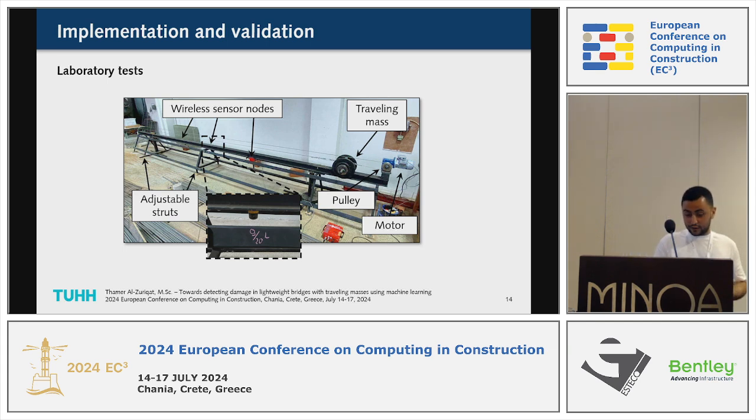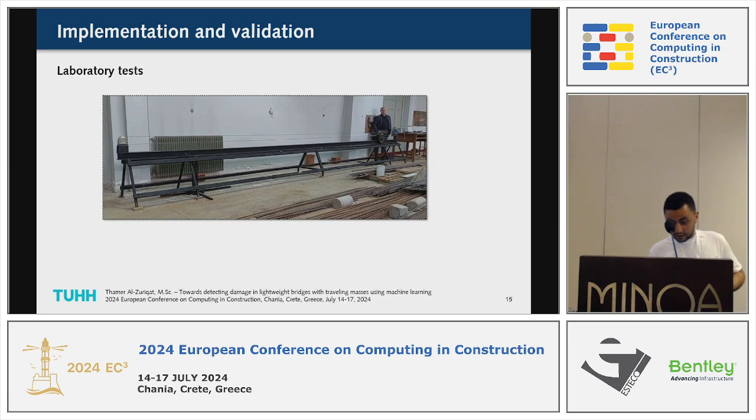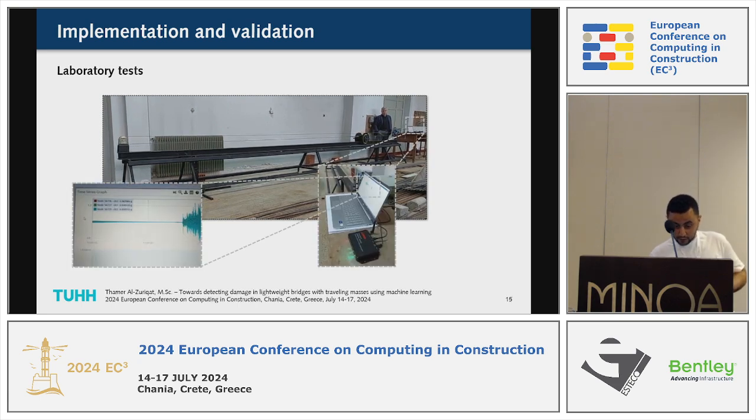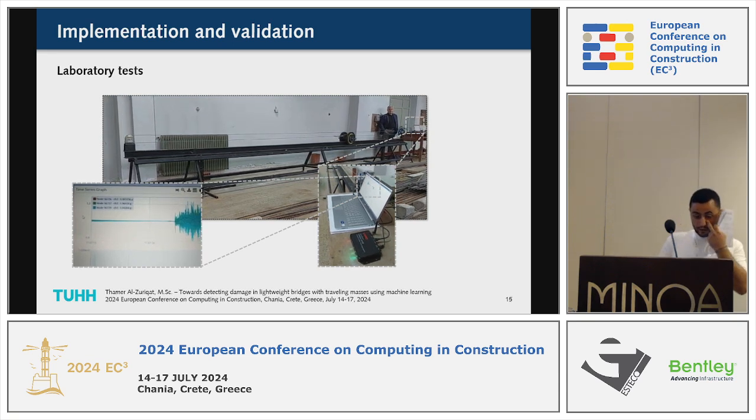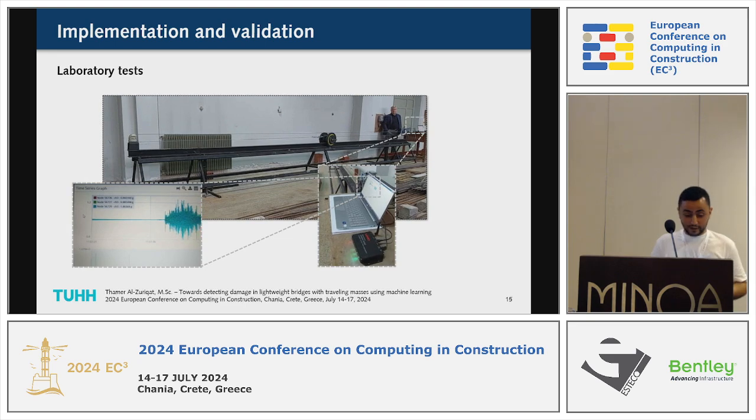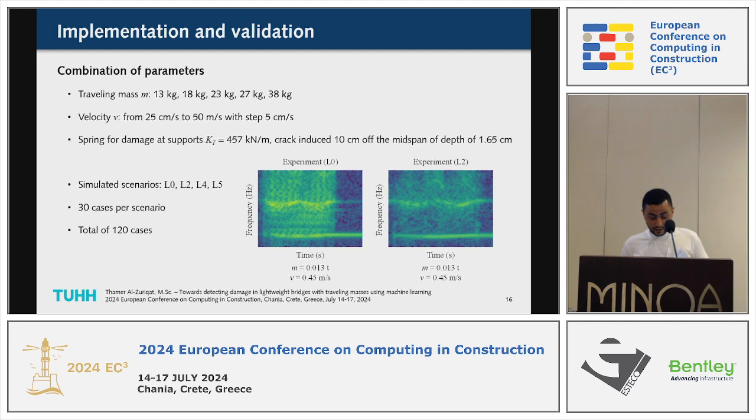In those laboratory tests, we have the beam, of course. We installed a motor that drives a pulley and moves the mass, and we recorded the acceleration data from the points that I showed you before, and here is our professor in the background. For these, we had different scenarios, with different mass values and different velocities, and in the end we managed to simulate the damage scenarios L2, L4, L5, and also, of course, the perfectly healthy beam. We had in total 30 cases per scenario, with a total of 120 cases.